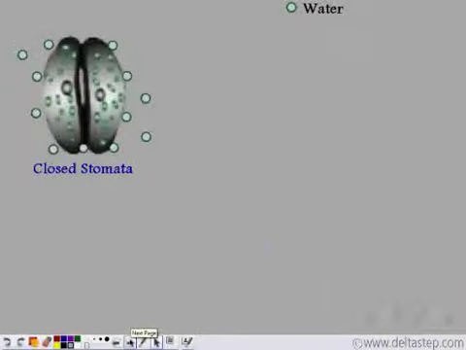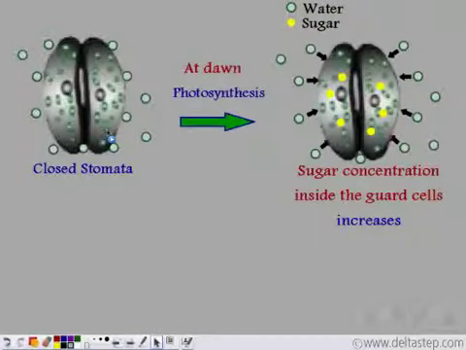Now, stomata remain closed during the night time, and see, there are water molecules in the adjacent cells. Now, at dawn, when photosynthesis takes place, the guard cells, being green in color, photosynthesize and so produce glucose. Now see, the sugar concentration inside the guard cells increases, and since the concentration increases, water from the adjoining cells diffuses inside the guard cells.